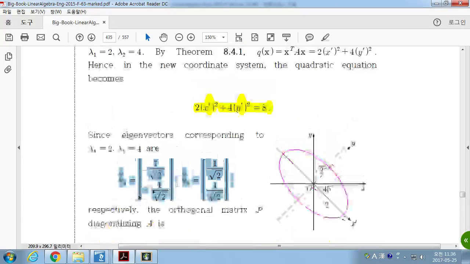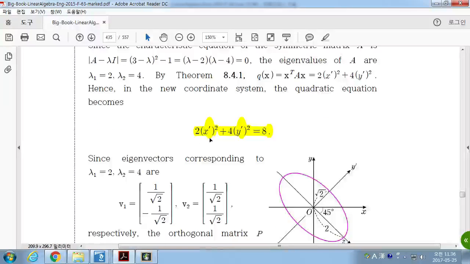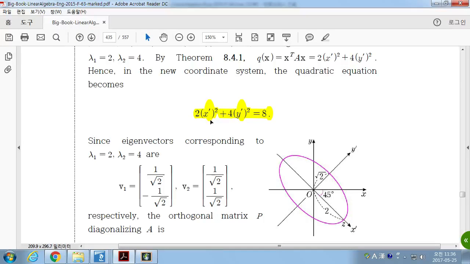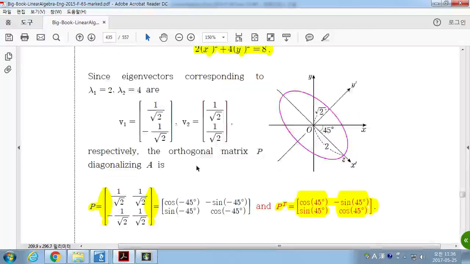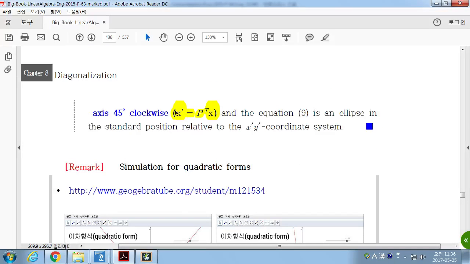With this P, this Q of X can be written as this. Eigenvalues 2 and 4 are here. And so it can be written in this way, which means this is an ellipse in a new coordinate system, the X prime, Y prime coordinates. And this new coordinate system is obtained by what? This. X prime is obtained by multiplying P transpose on X, Y.